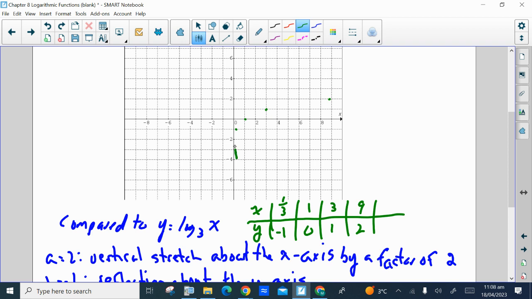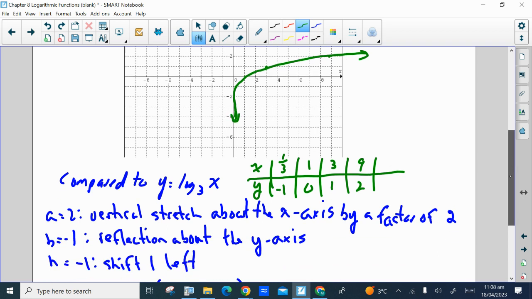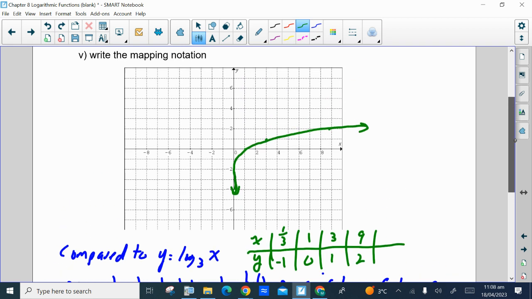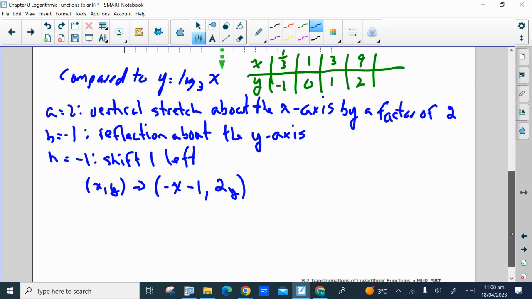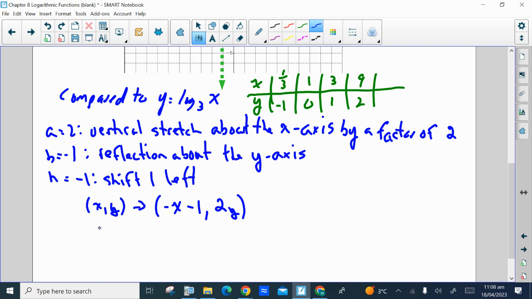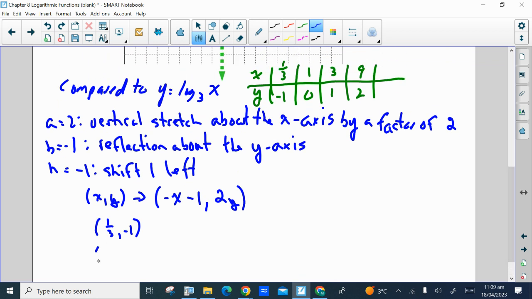The original graph, again, would have the y-axis as our vertical asymptote. Our new one, because it shifted 1 to the left, will have the line x equals -1 as our vertical asymptote. And again, to get our new points, let's take the original points and we'll just do one step using our mapping notation to get our new points.